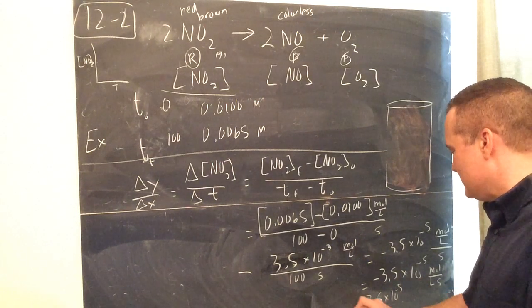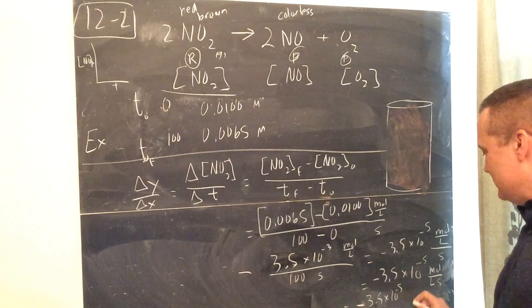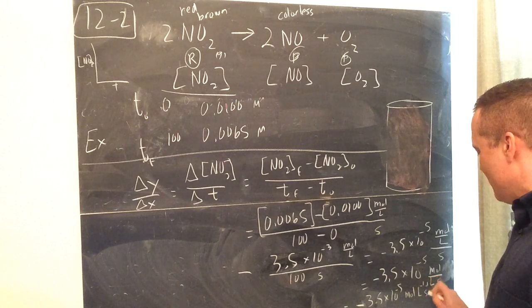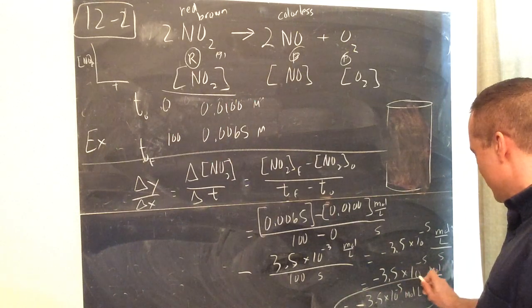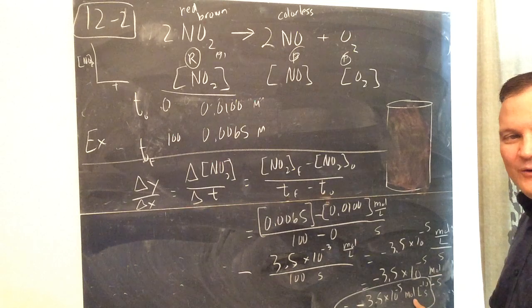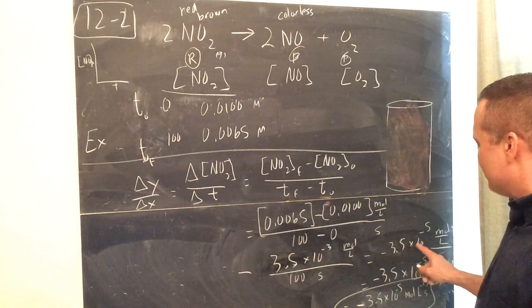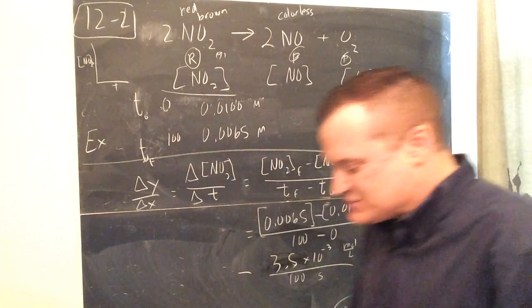Is it still fitting on the screen? Negative 3.5 times 10 to the negative 5. It doesn't really fit that well. Mole L negative 1 s negative 1. That's the answer: mole L negative 1 s negative 1. That means 3.5 times 10 to the negative 5 mole per liter per second. Mole per liter is changing every second.